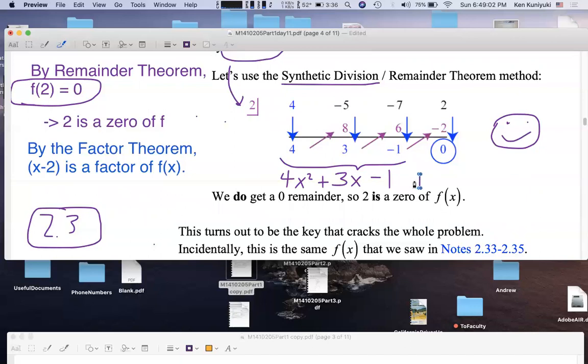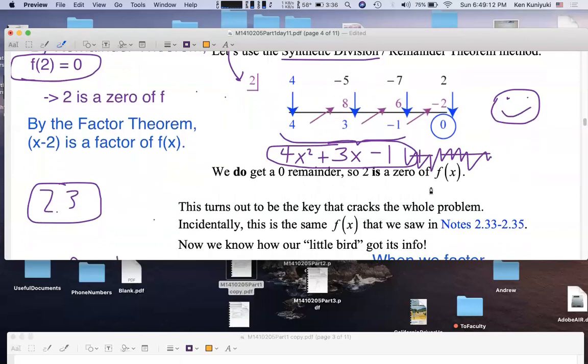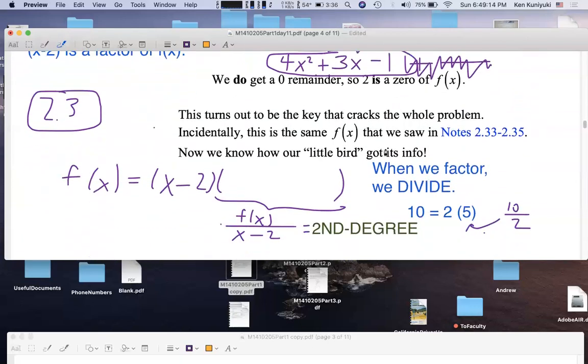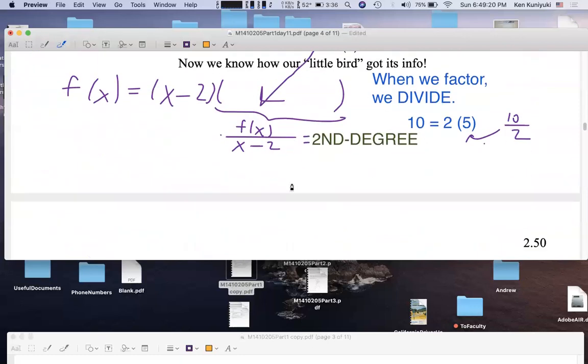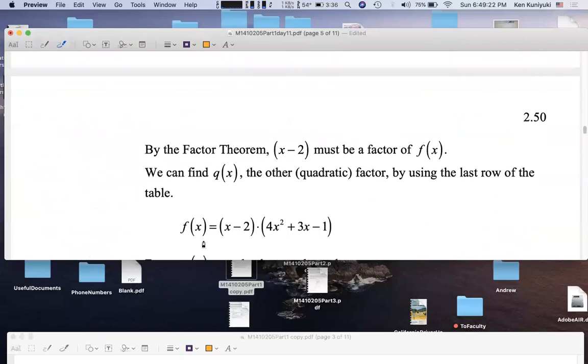There's no fraction. Remember, we used to have a fraction here. Remainder 0, we don't have that. So the quotient here, this polynomial quotient, is going to be this other factor here. 4x squared plus 3x minus 1, that's this other factor over here. We have this. F of x, that third degree guy we started with, equals the factor x minus 2 times this other factor, this quotient we got when we performed synthetic division.